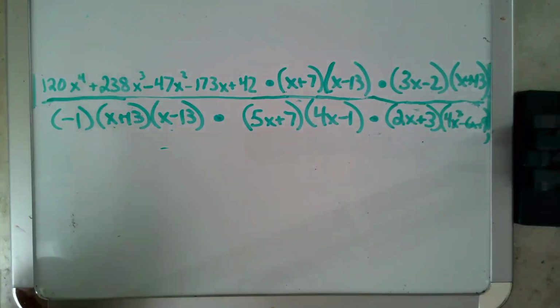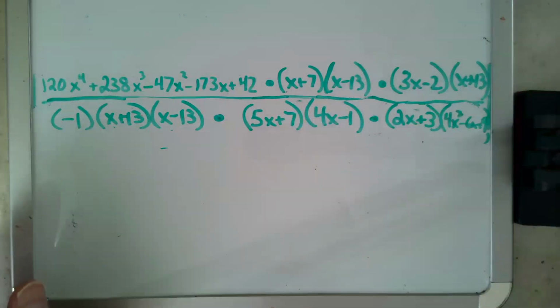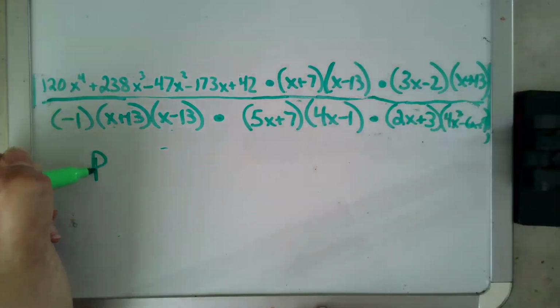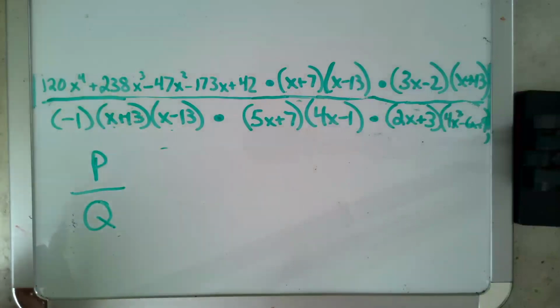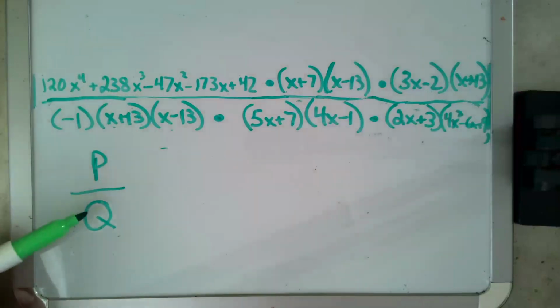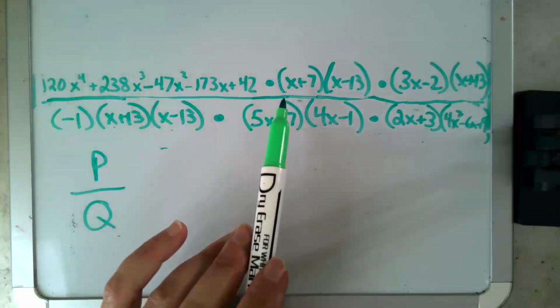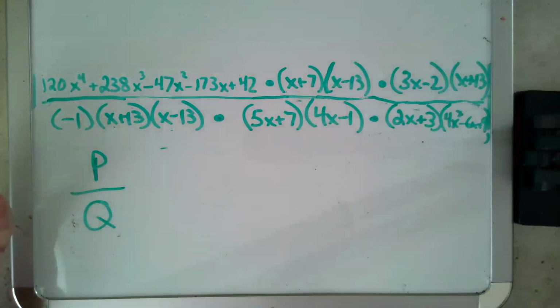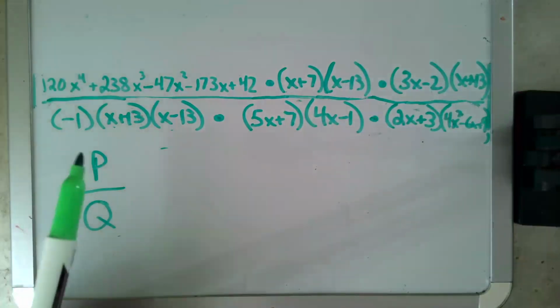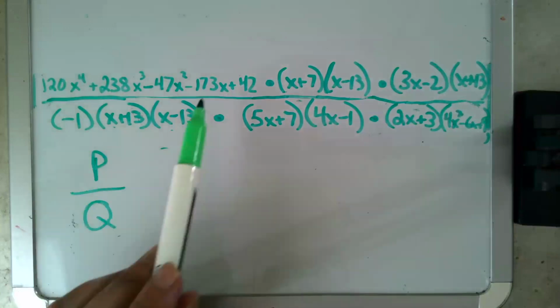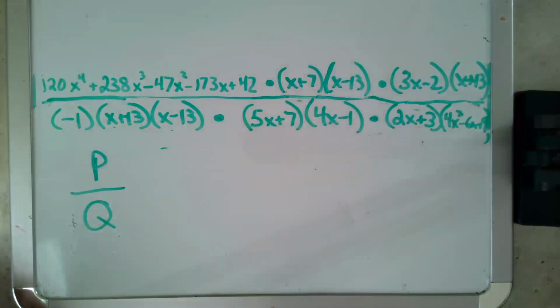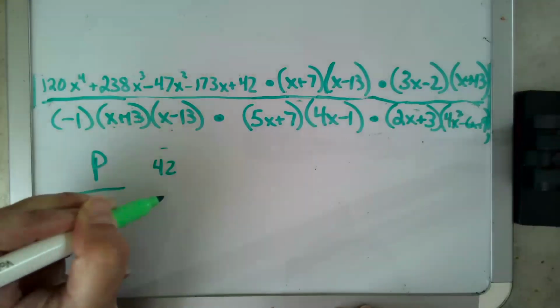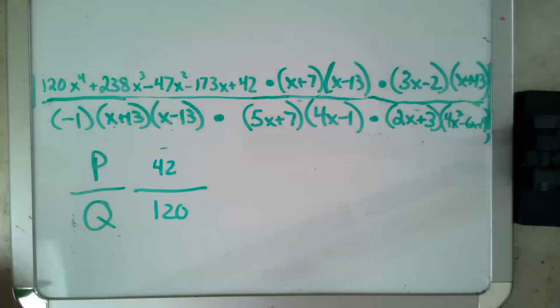Now, there are a couple different ways we can play with this. We can guide ourselves with the P over Q method of finding potential factors. What P over Q says is that if this is my ginormous polynomial, then the only things that could evenly divide into it are things where the numerator is a factor of my final term and the denominator is a factor of my first coefficient. So that means all the factors of 42 over all the factors of 120.